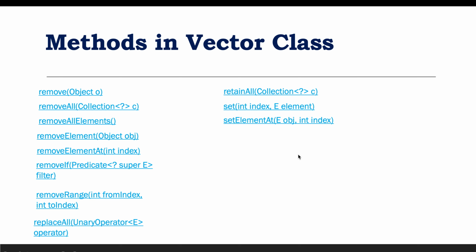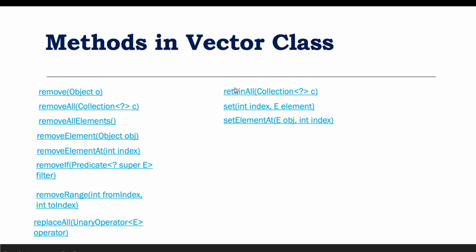retain methods, set method to update a vector class element, removeIf, where a predicate is expected. It means that it is going to remove the element only if this predicate is true. This is available in the Java 8 feature. We will revise this method in the Java 8 concept again. removeRange means if we want to remove the elements from some position to some position, then we will use this method. replaceAll, let's say we want to perform an operation to replace one value in all the places, so we will go for replaceAll.